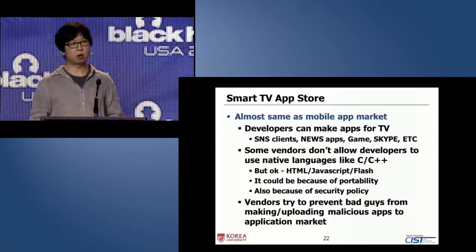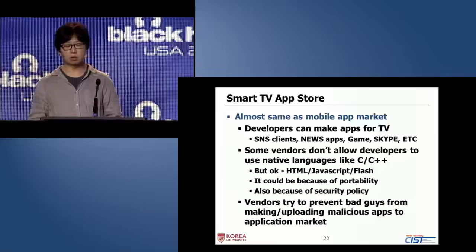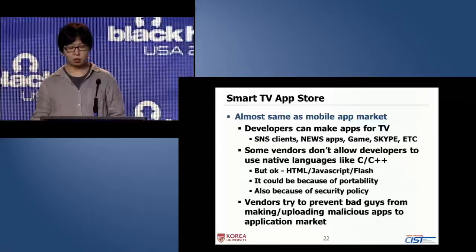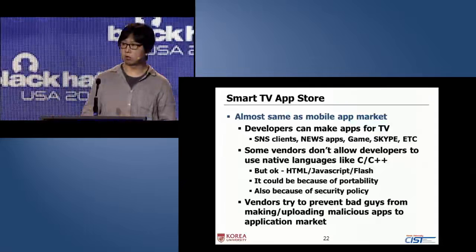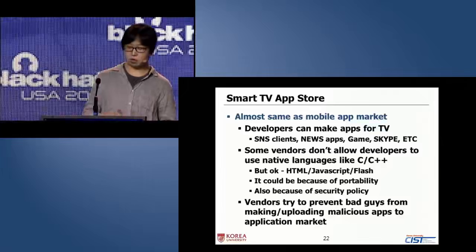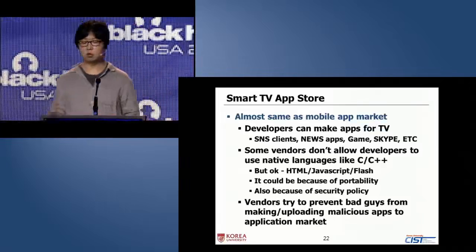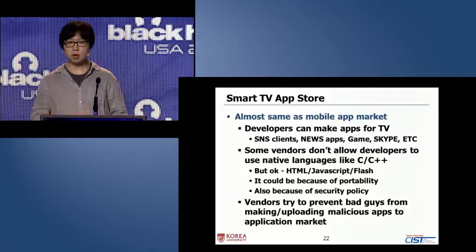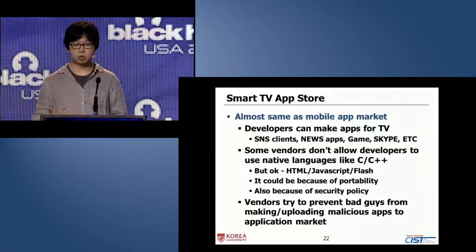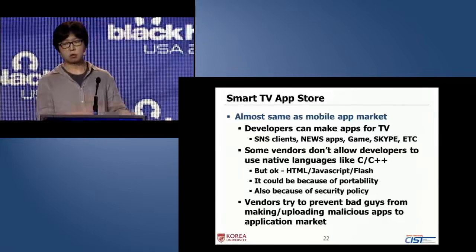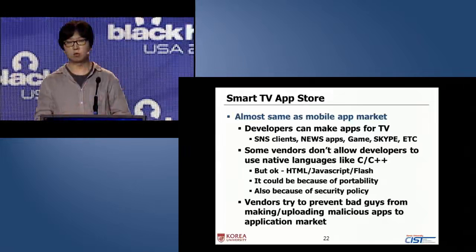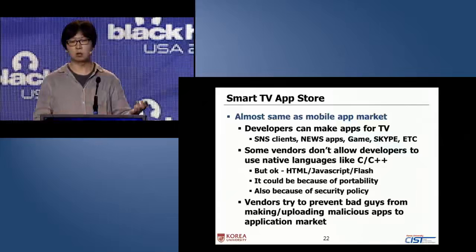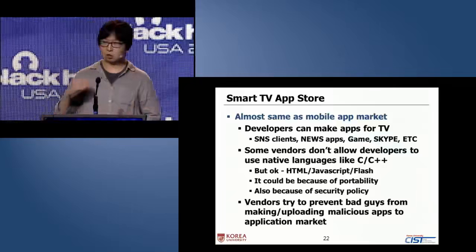After this work, I got about 10 vulnerabilities in the smart TV in almost every attack vector. The first one is that, as I told you, the smart TV has its own app store. But a little bit of a weird thing is that developers can only use HTML, JavaScript, and Flash. You cannot use native languages like C or C++. I think there are two reasons. The first is portability, and the second is the security policy. Why am I mentioning a security policy here?